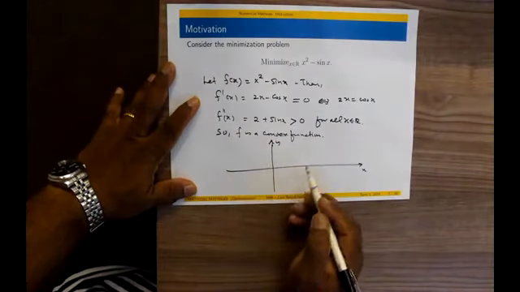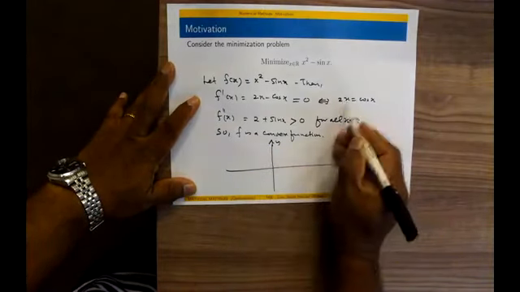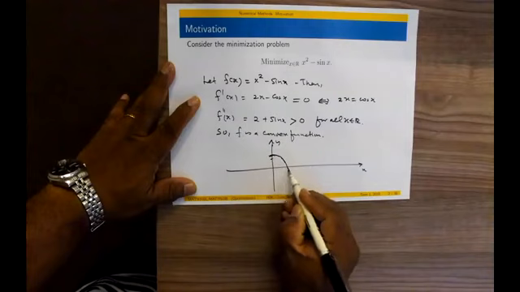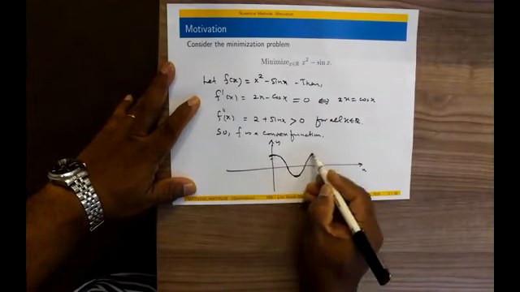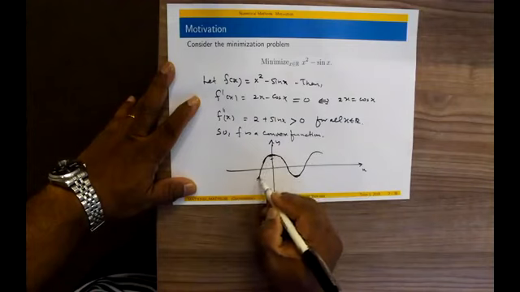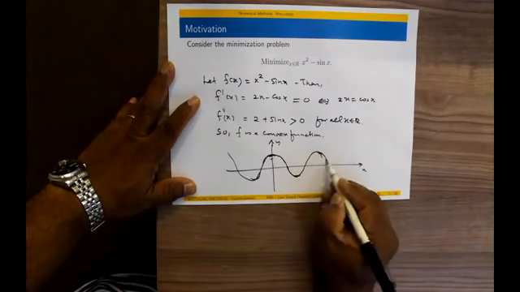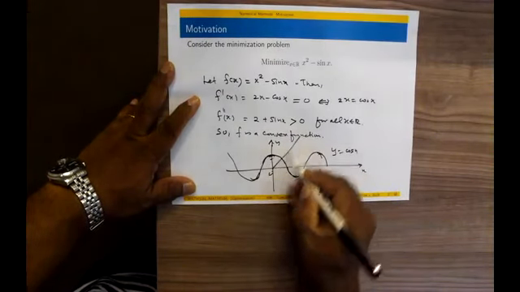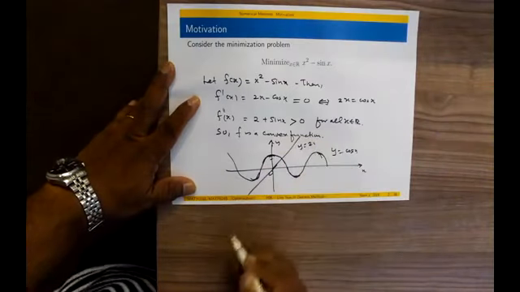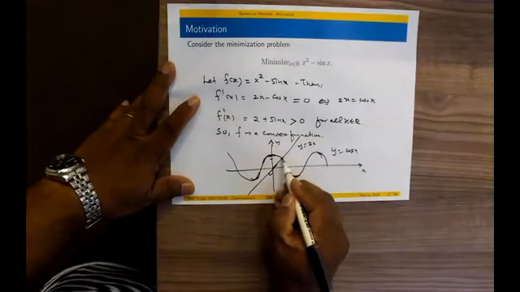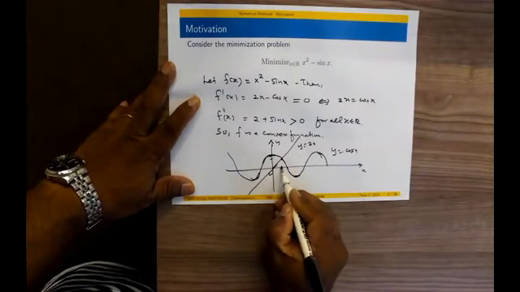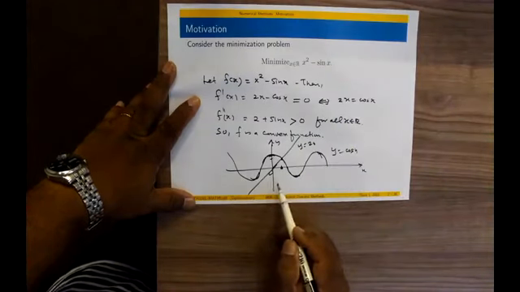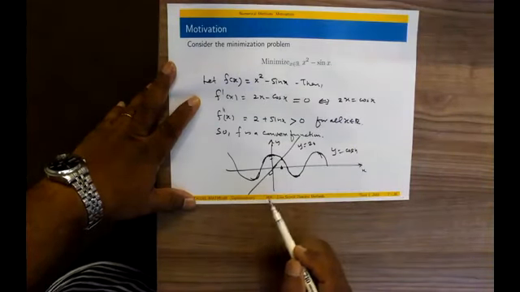Let's sketch the graph. So that's y equals 2x, and y equals cosine x, something like this. So y equals 2x is something like this. That's the intersection. So that's the solution. So it has a minimizer, but we cannot find the exact solution. It does have a solution. So how do you find it?